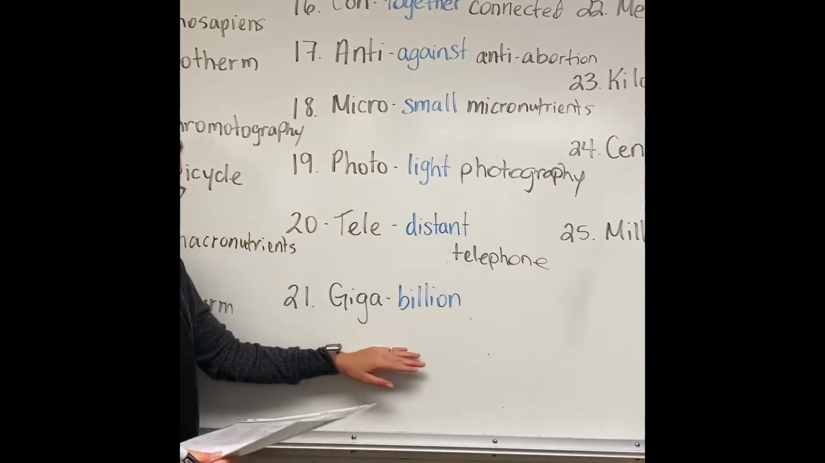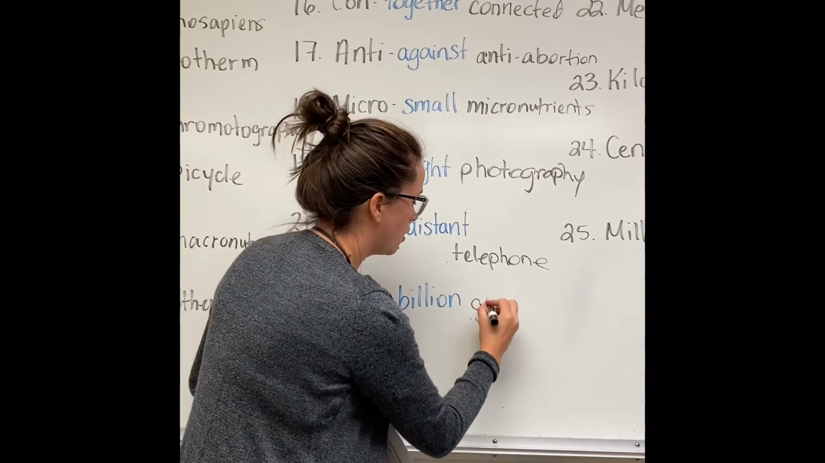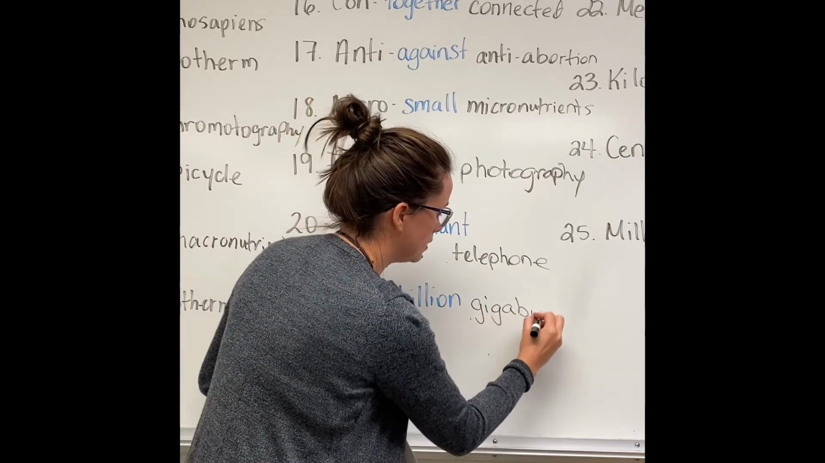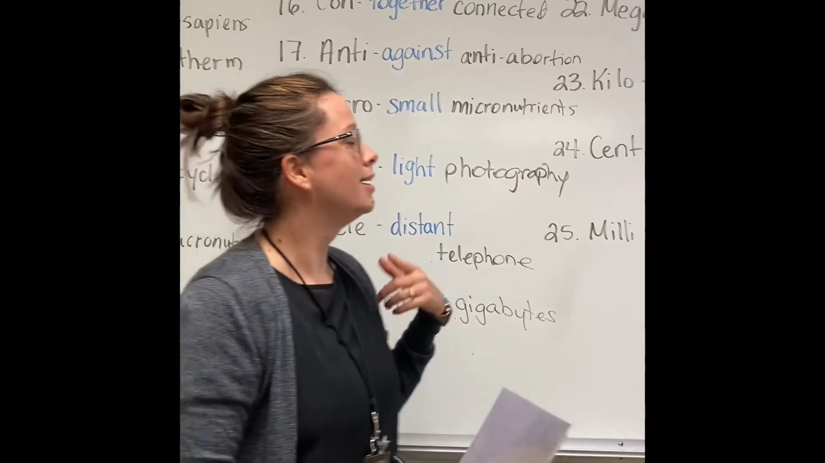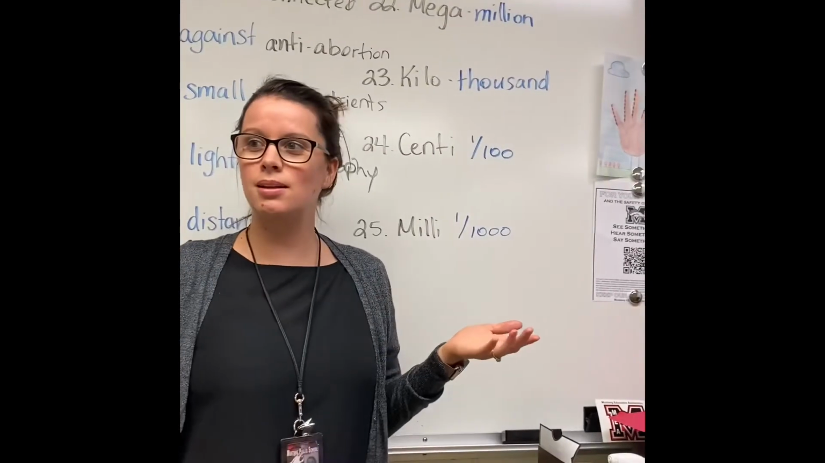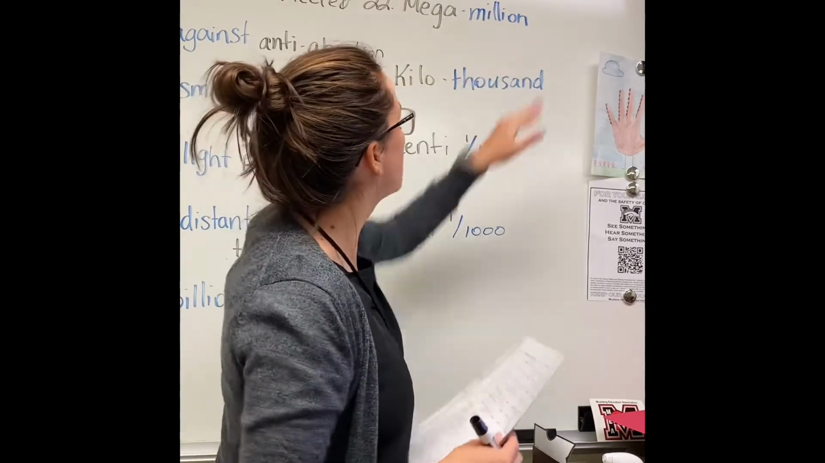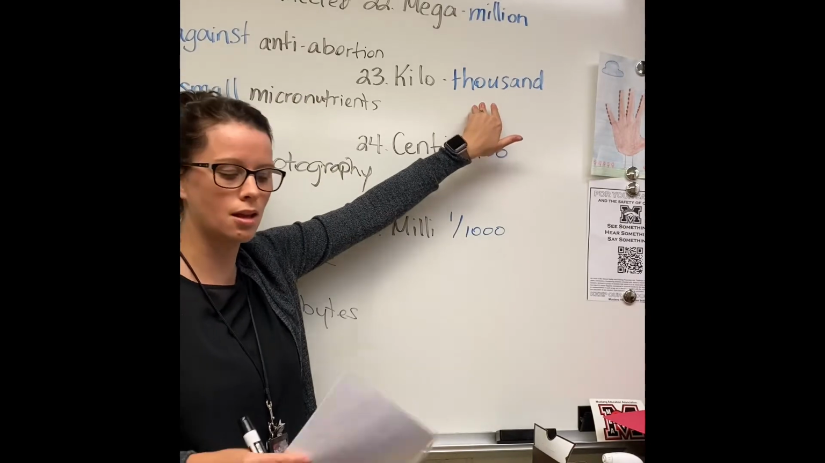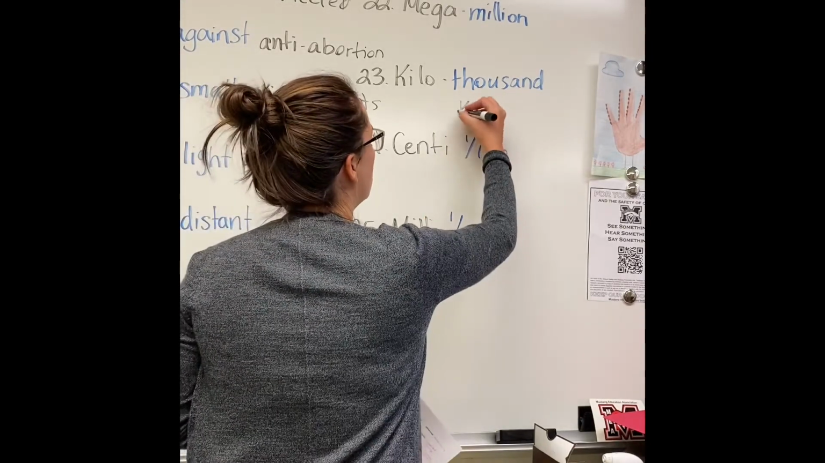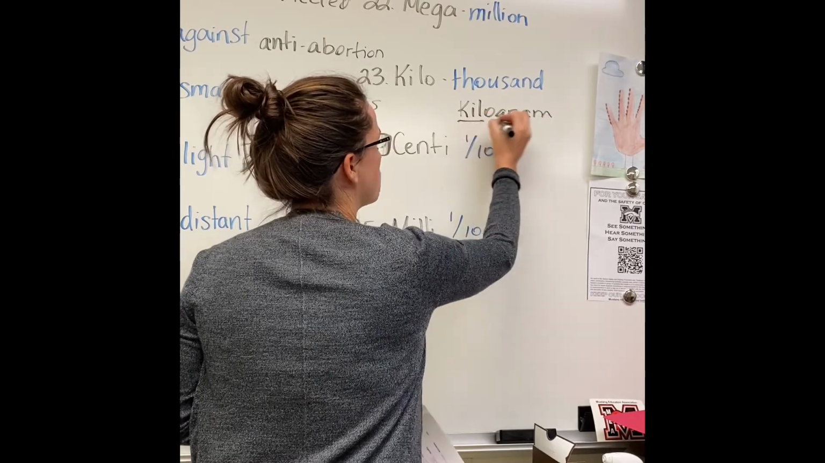Okay, giga means a billion. A lot of your phones or your plans will be gigabytes. Means you have a billion bytes. Mega, like the Mega Millions lottery. Do you guys have that? Mega Millions. That's because it represents million. Kilo means 1,000. So if you have kilogram, that means that there are 1,000 grams.